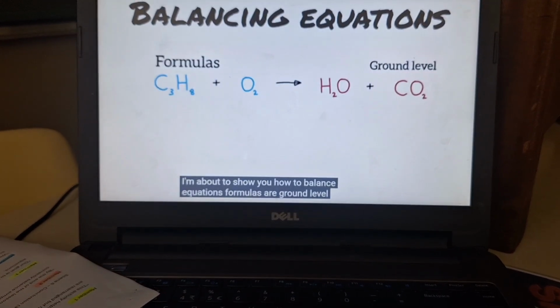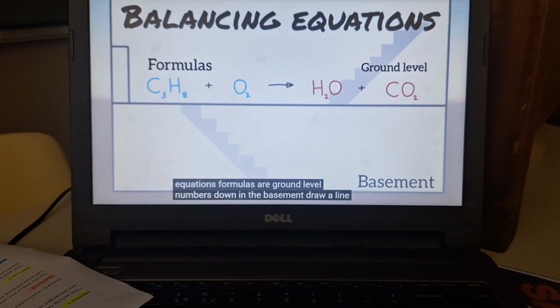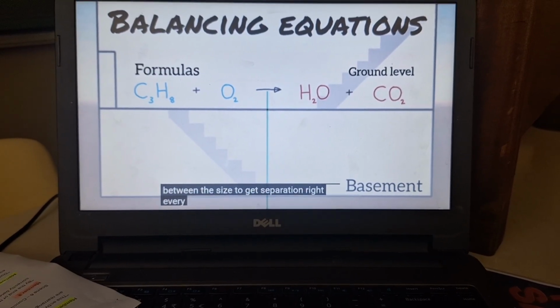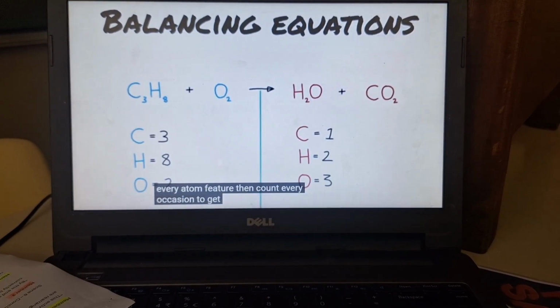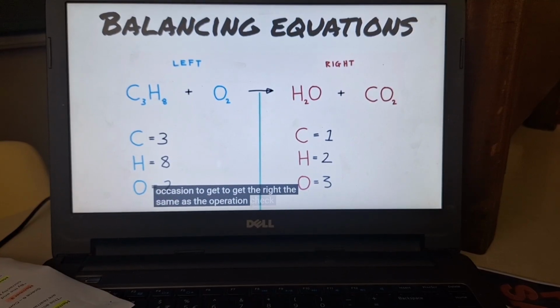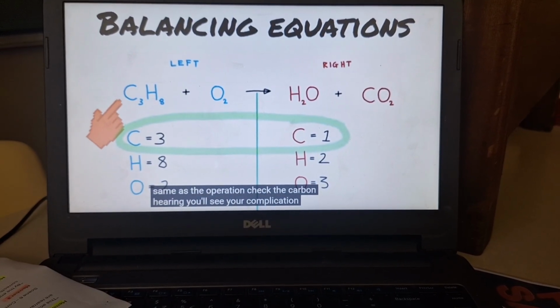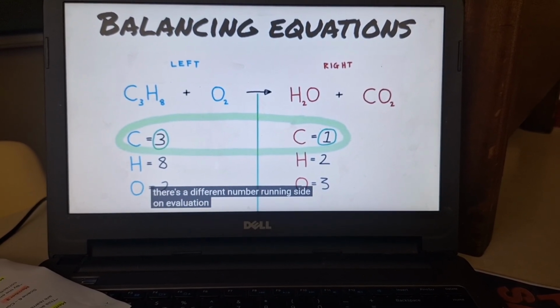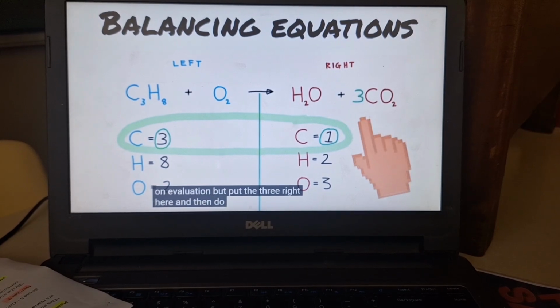Formulas at ground level, numbers down in the basement. Draw a line between the sides to get separation. Write every atom feature, then count every occasion, to get the left and right the same as the operation. Check the carbon here and you'll see a complication. There's a different number on each side on evaluation. But put a 3 right here and then do multiplication.